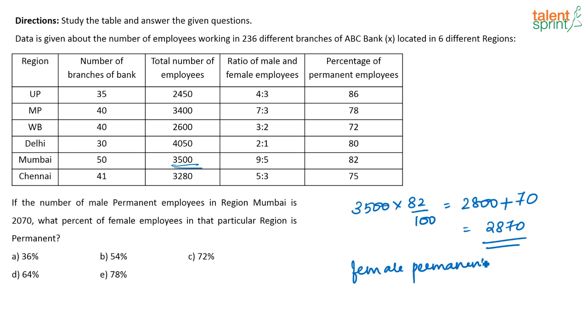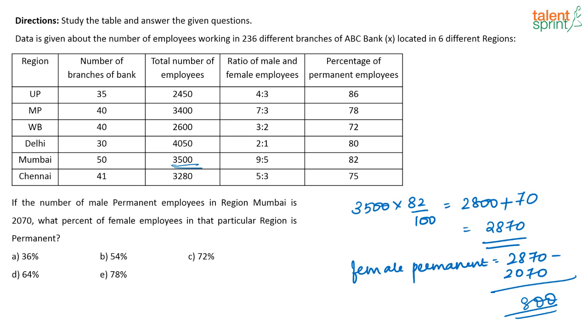Female employees who are permanent is nothing but 2,870 minus 2,070, correct? So that is nothing but 800. There are 800 female employees who are permanent. Now what is the question? What percentage of female employees in that particular region are permanent?